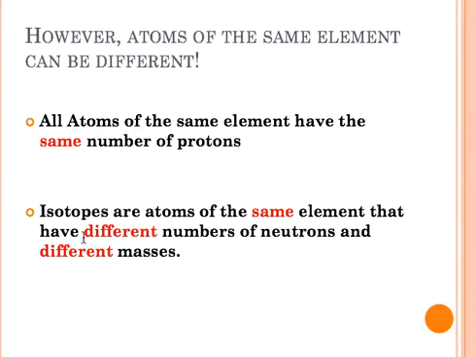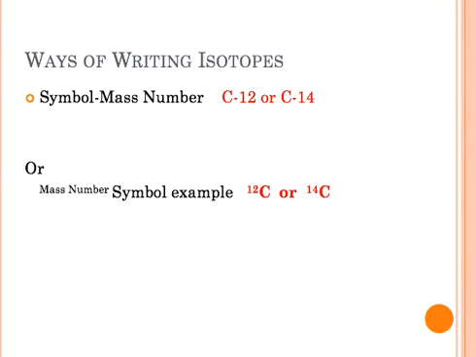However, there are these things called isotopes. Isotopes are atoms of the same element that have different numbers of neutrons and different masses. So they're the same element. They have the same number of protons, but they have a different number of neutrons, and that makes their mass different. Now we can write isotopes in two different ways.